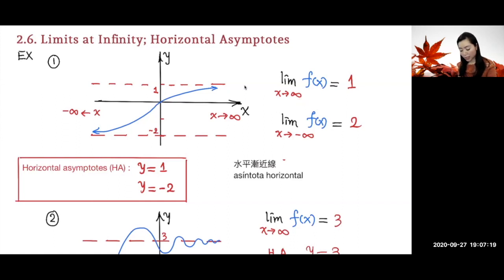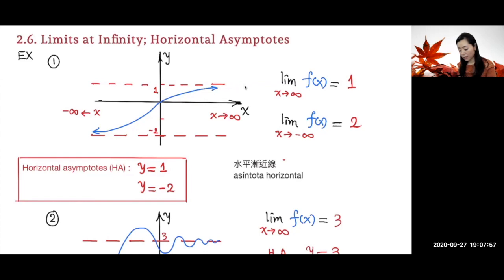Now, on the other side, when x approaches negative infinity, we see that the function value is getting closer and closer to -2. So we say that the limit of the function as x approaches negative infinity is equal to -2.